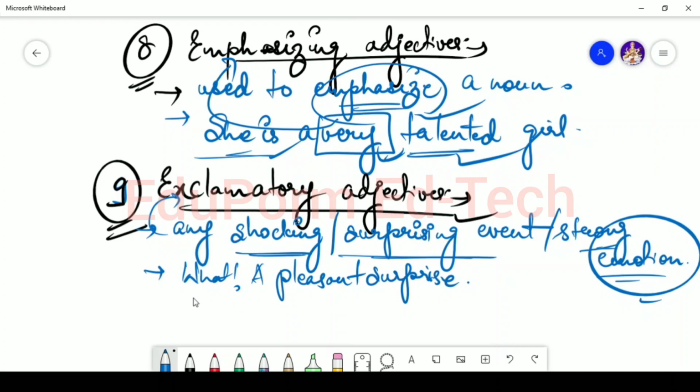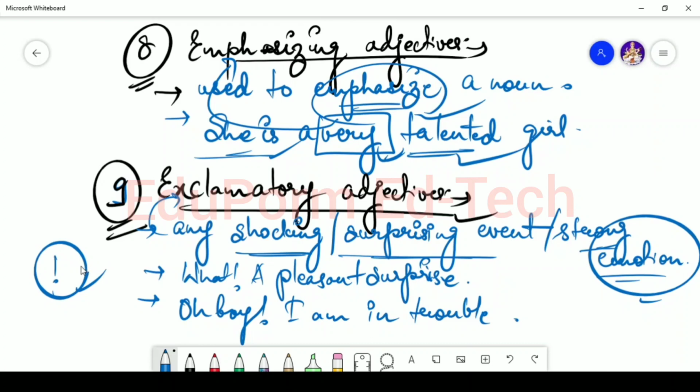Or if I say, oh boy, I'm in trouble. Anything like that. So oh boy, I'm in trouble, or what a pleasant surprise. These are used to express any kind of shocking or surprising event, and this basically makes use of an exclamation mark, and that would particularly tell you that these are exclamatory adjectives. Okay, so I hope the types of adjectives and what adjectives are is clear to you.